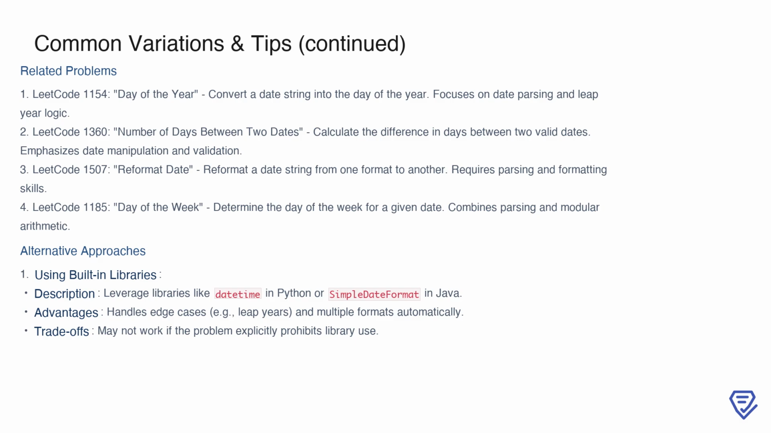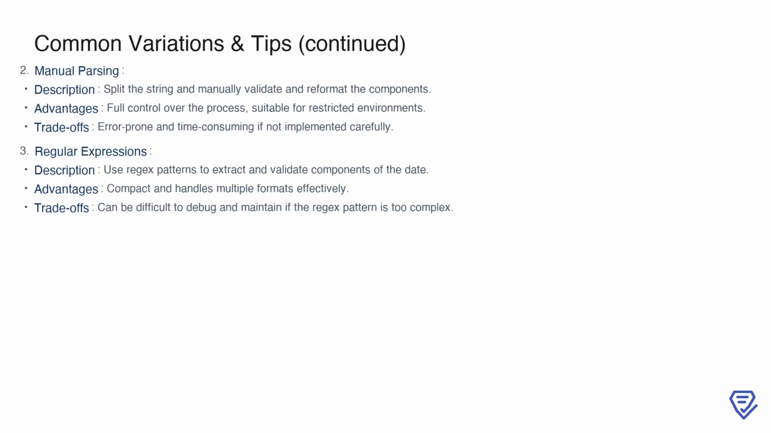For alternative approaches, you can leverage built-in libraries like Python's datetime or Java's SimpleDateFormat. These libraries handle edge cases, such as leap years and multiple formats, automatically. However, if the problem explicitly prohibits library use, you'll need to rely on manual methods. If you can't use built-in libraries, manual parsing is a viable alternative. With this approach, you split the string and manually validate and reformat its components. This method gives you full control over the process, making it suitable for restricted environments. However, it can be error-prone and time-consuming if not implemented carefully.